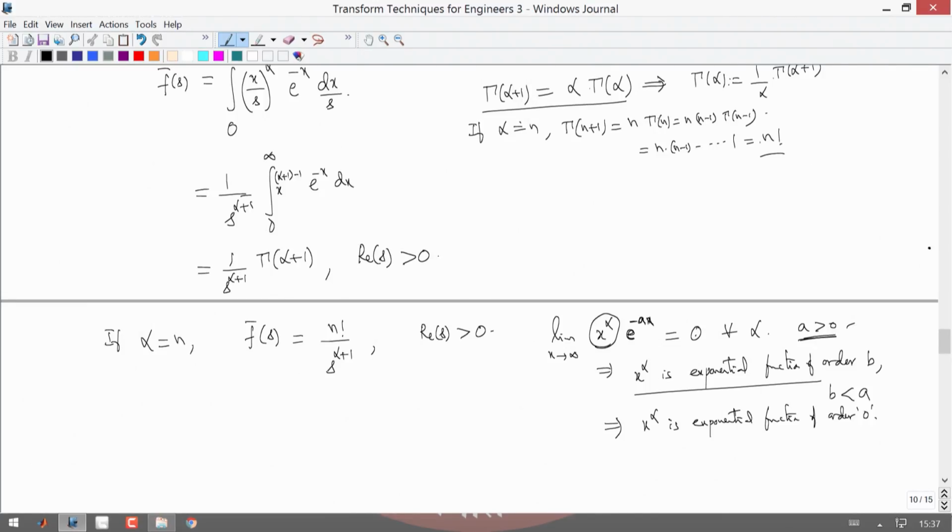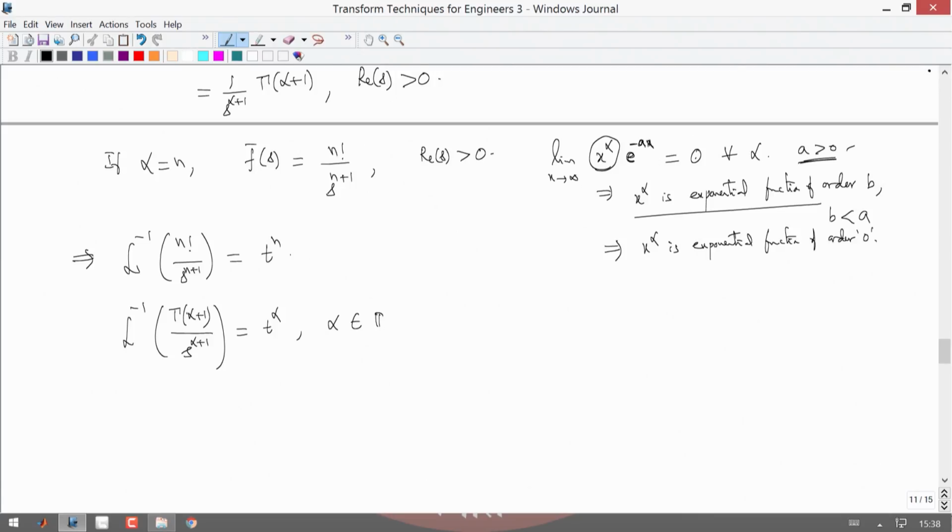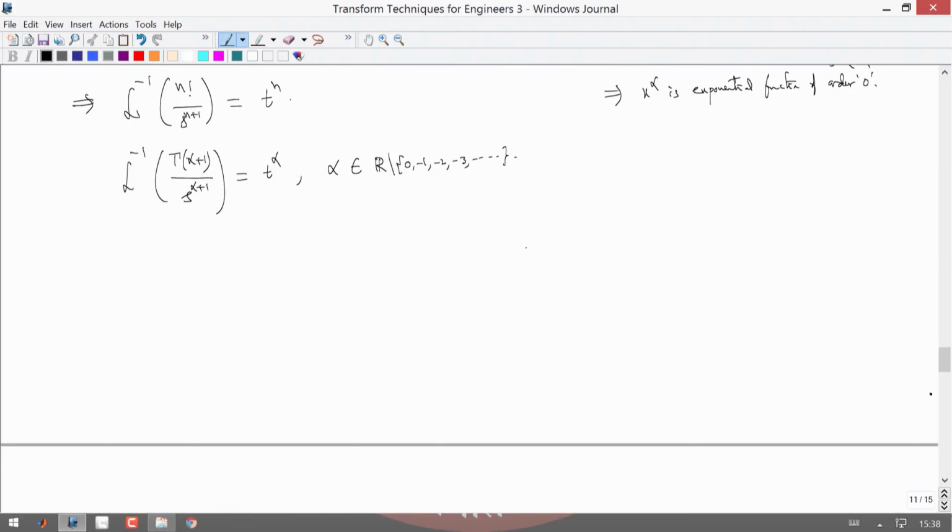Here also same way, real part of s is positive. So, immediately you can write the inverse Laplace transform of n factorial by s power n plus 1 is equal to t power n, or rather the inverse Laplace transform of gamma of alpha plus 1 by s power alpha plus 1 is equal to t power alpha, where alpha belongs to the reals minus the negative integers including 0. That is it. So, you have this result. Then we can go on to the next example.